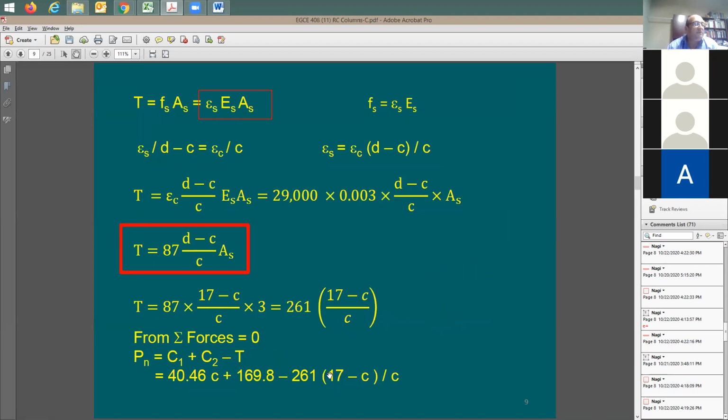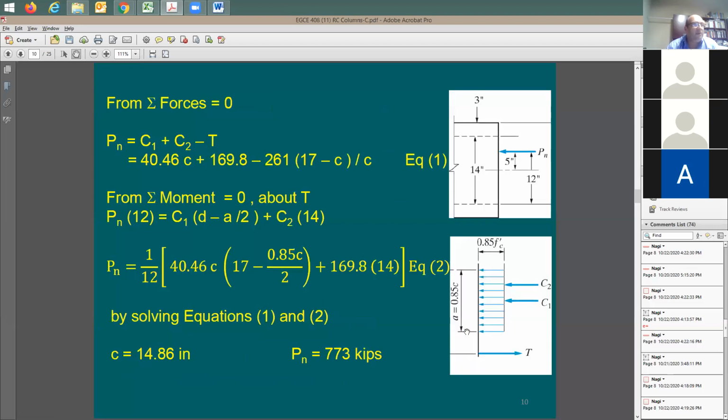The tension force was also based on the c value. So what do you have now? Now I have an equation between two unknowns. The first one is Pn, and the second one is c. So right now I have an equation between Pn and c. Can I just solve for it? Is there another equation that I can use? I'm going to say yes.